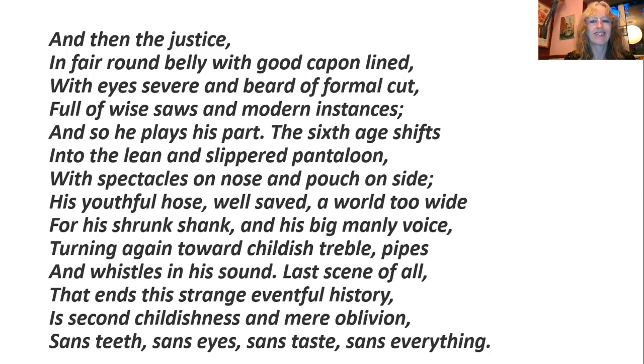Okay, so again, lots of quite old-fashioned language. I'm sure you noticed the bottom, sans teeth, sans eyes, sans taste. That sans is the word that comes from French, sans, but they pronounced it in an English way, meaning without. So with no teeth, with no eyes, with no taste. The English language, of course, borrowed a lot of words from French, and this one we don't use anymore in English.